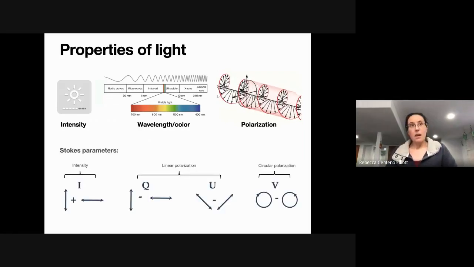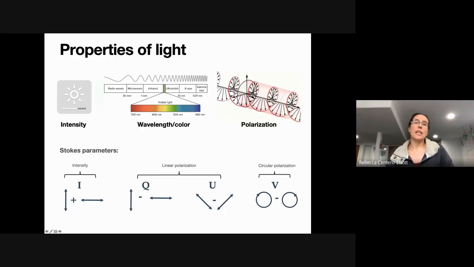The Stokes parameters, I, Q, U, and V, are a set of four quantities that fully characterize the polarization of the light. Stokes I represents the intensity or the total energy in the light. Stokes Q and Stokes U characterize the linear polarization and its direction. And Stokes V quantifies the circular polarization and its handedness.